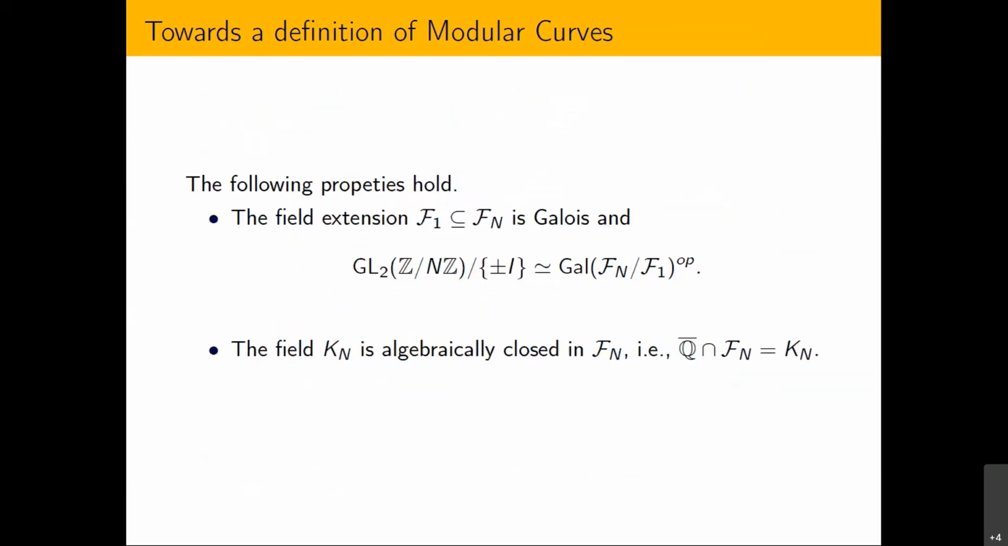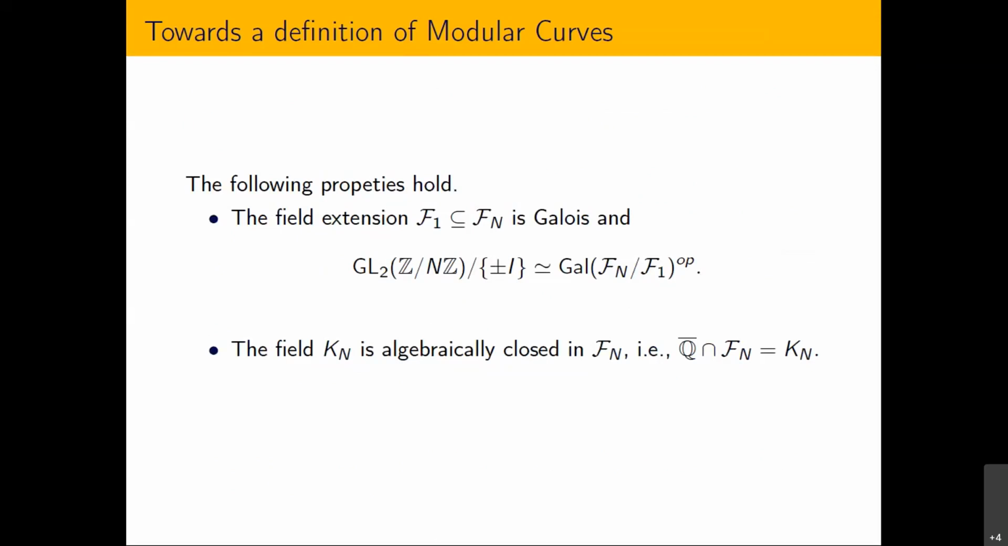So I have this inclusion of fields. F_1 is contained in F sub N. This field extension is Galois, and the Galois group is isomorphic to GL2(Z/NZ), modulo plus or minus 1, because they act trivially. I have not described the action here due to lack of time, but we have this isomorphism. And the cyclotomic field is algebraically closed inside this function field.